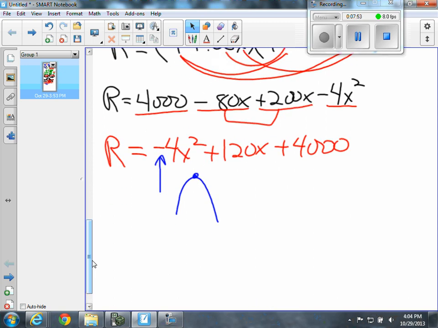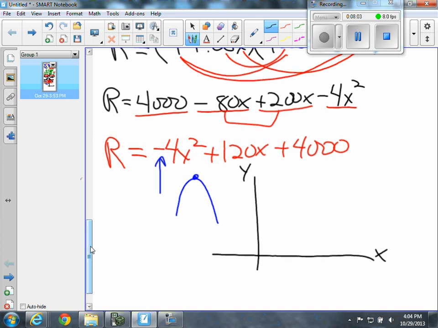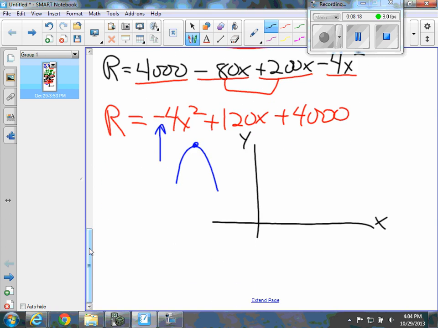But I want to think about what this graph is going to look like. So this graph has a y-axis and an x-axis. If we go back and think through what our problem is, our x value here is equal to the number of times I make this change of adding a nickel and subtracting 80 songs. So my x is the number of times I add 0.05.